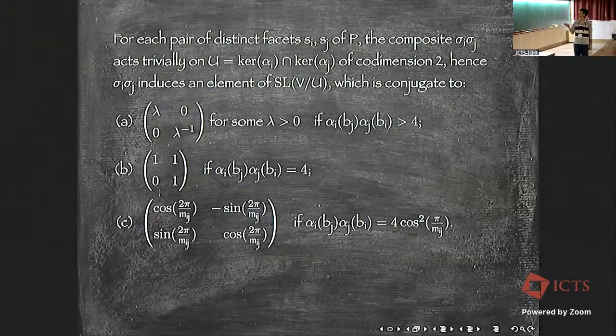And then it depends on these conditions. If alpha i bj, alpha j bi is bigger than 4, then it looks similar to a hyperbolic isometry. Equal to 4, it looks like a parabolic isometry. And equal to 4 times cosine square pi over mij looks like a rotation. You can guess, right? So it depends on these conditions; we have these cases.